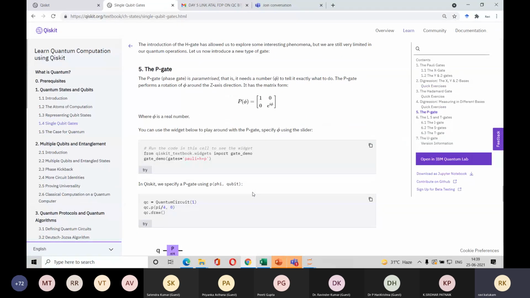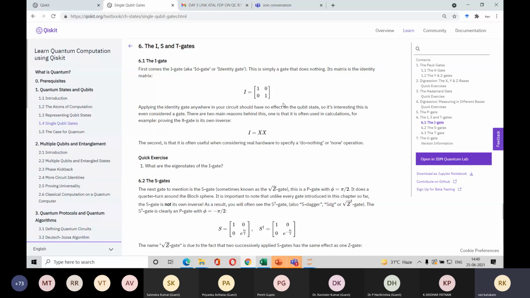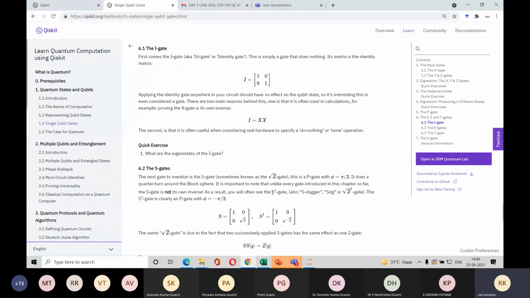Then you have the P gate, which is called the phase gate, and it needs a parameter. Phi is the angle by which you want to rotate around the z axis. So the P gate is nothing but rotation around the z axis. This z axis rotation can be a pi by 2 rotation, a pi rotation, or any predefined angle. So when this phi is pi by 2, then that is called the S gate.